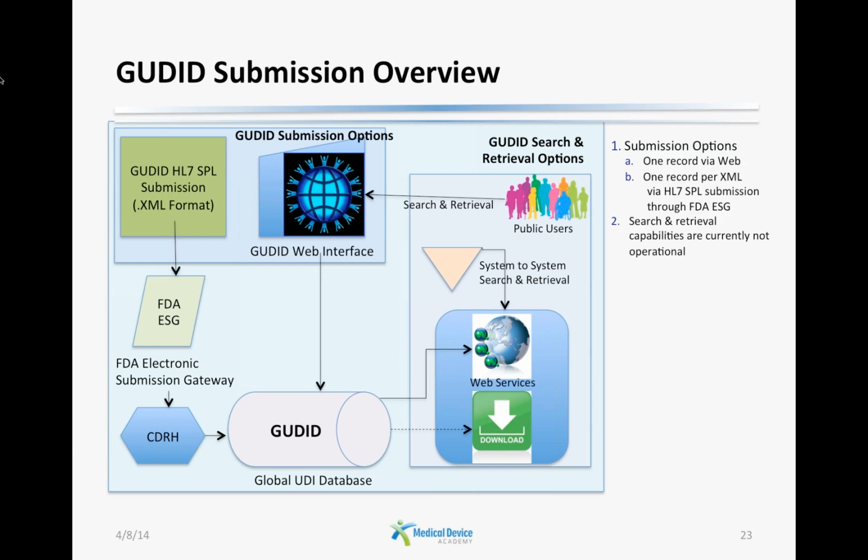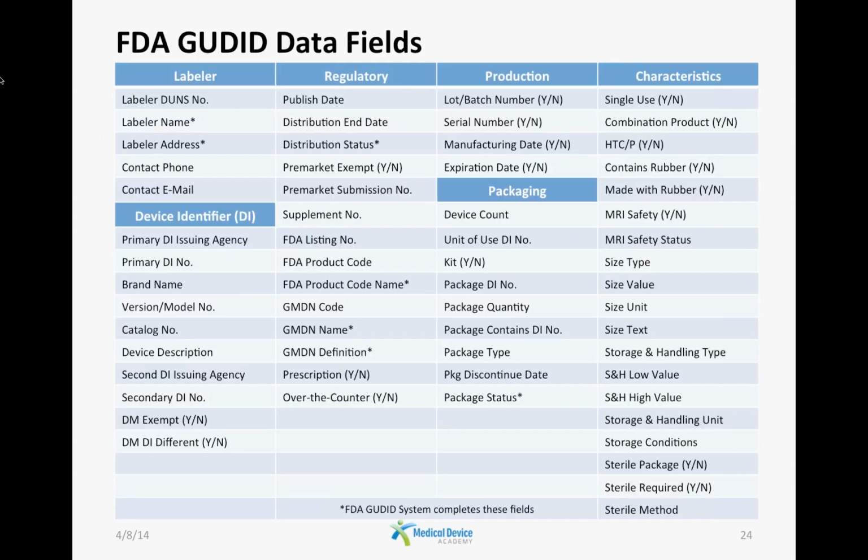Appendix B of the draft guidance lists all the data fields you are required to supply with each device. There are 60+ data attributes that need to be provided. Some of the fields are automatically filled in by the GUDID system based on information that is entered. For instance, the labeler name and address are pulled from the DUNS database based on the DUNS number entered.